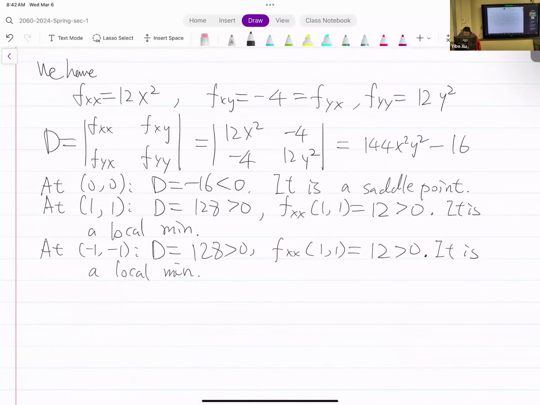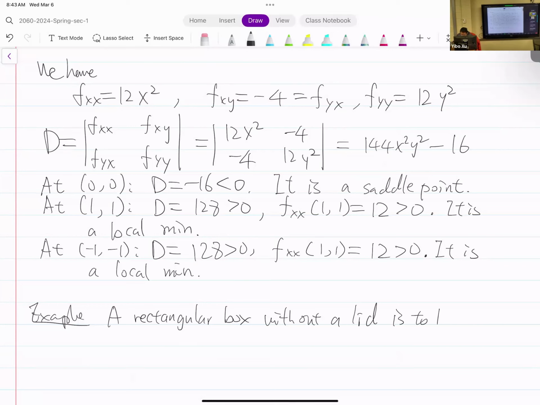Okay, so now let's look at another example, which is a little bit more physical, I would say. It's an application. So basically, we're talking about a rectangular box without a lid is to be made from 12 meters squared of cardboard.